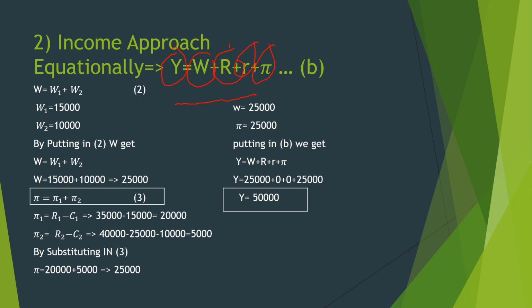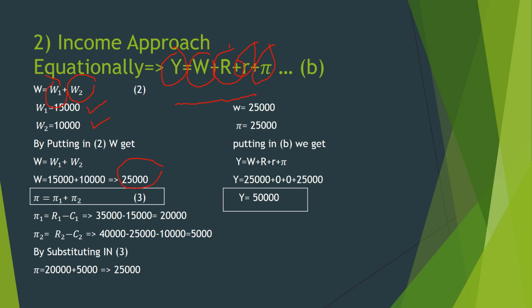Here, total wages should be equal to the wages paid by the oranging company and the wages paid by the juicing company. By adding these two wages, we get the total wages. In the same way, we can calculate the total profit of the economy. The wages paid by the oranging company is 15,000 and the wages paid by the juicing company is 10,000. By adding this 15,000 and 10,000, we get the total wages, that is 25,000.